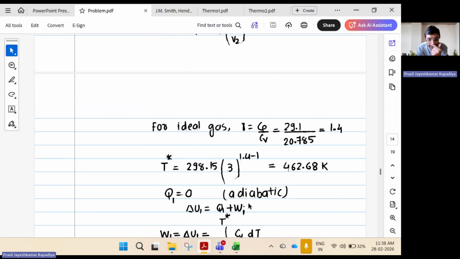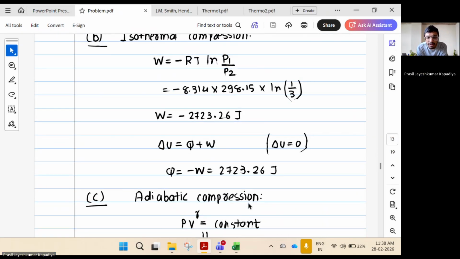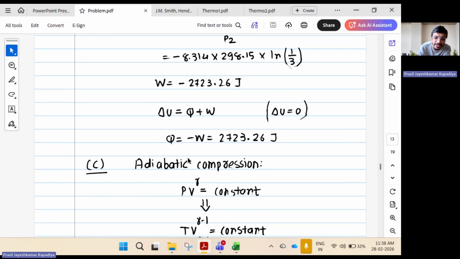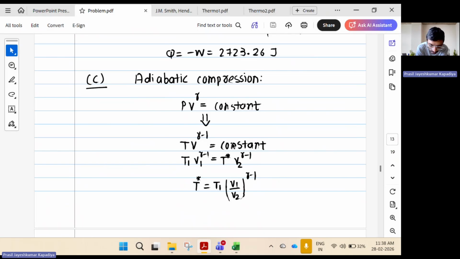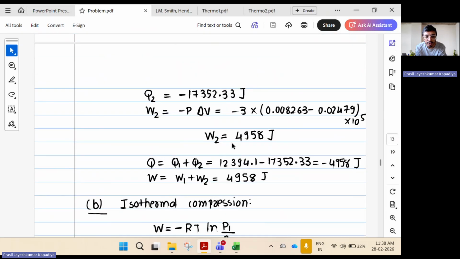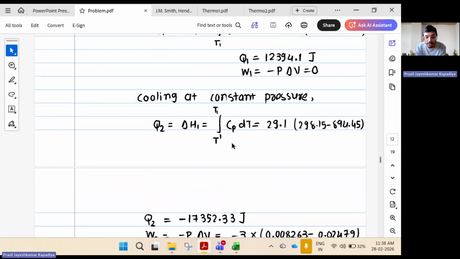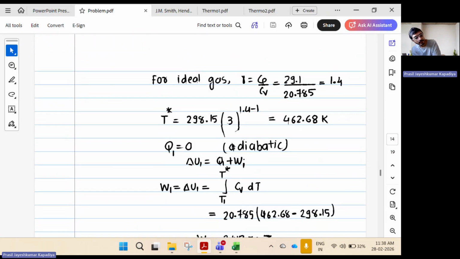So in all cases, my Q and W's are different. In all cases, heat is released, but we know that Q and W are path functions, they are not state functions. So for each individual path, the values of Q and W are coming out to be different.